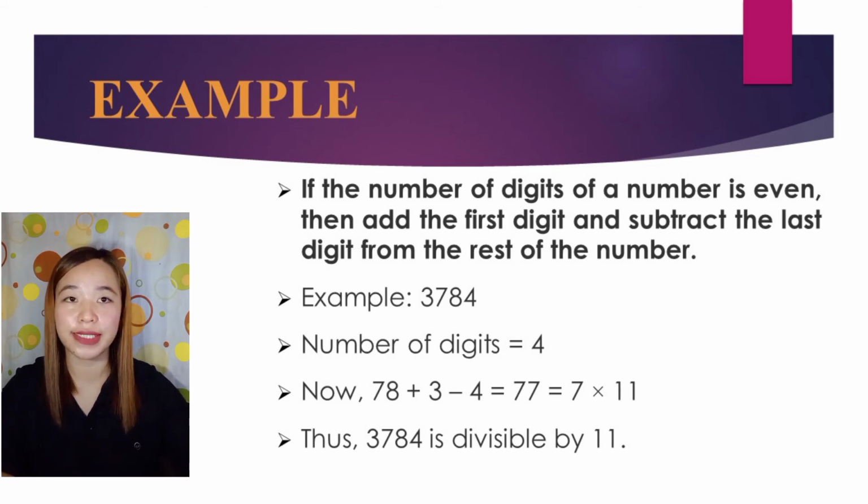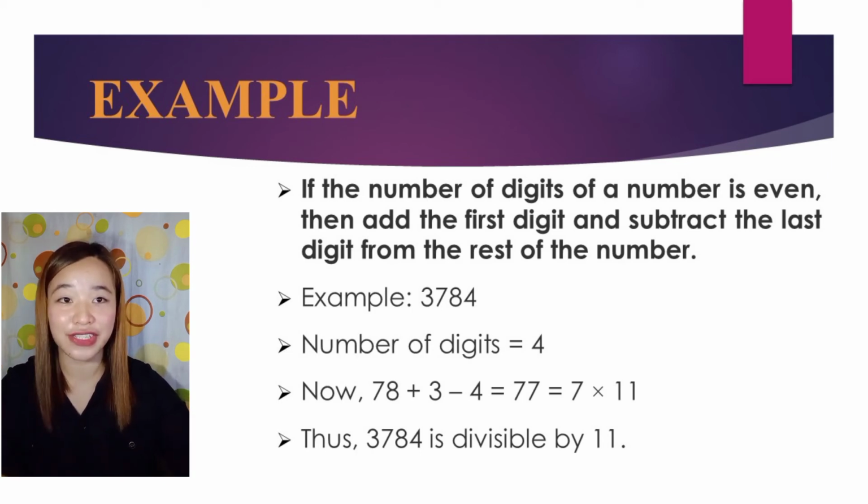So for example, if the number of digits of a number is even, then add the first digit and subtract the last digit from the rest of the number. For example, the number is 3784. The number of digits is equal to 4. Now, 78 plus 3 minus 4 is equal to 77. And it is equal to 7 times 11. Thus, the number 3784 is divisible by 11.